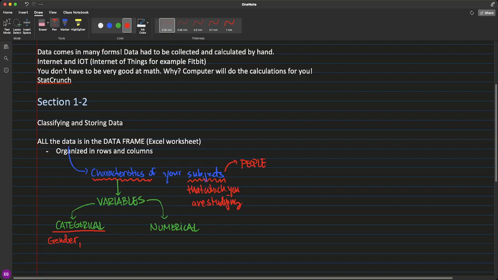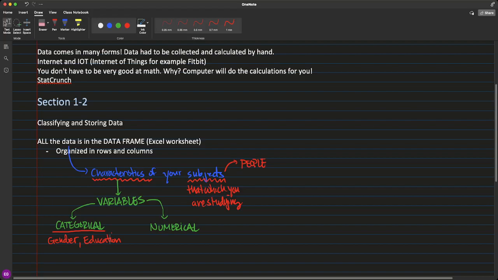What else places people into categories? Maybe their level of education. Okay, so the level of education is a characteristic of a subject. Someone's gender is a characteristic of a subject. It places that subject into different categories.